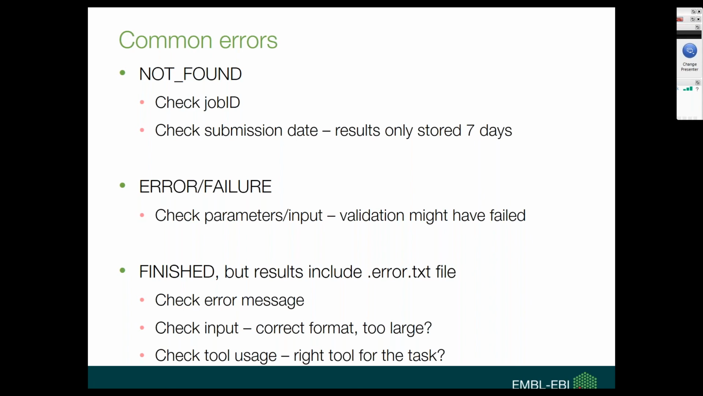So the first thing to check is the contents of the error message. That usually contains some kind of clue as to what's gone wrong. Check things like your input. Have you used the correct format? I've not talked about sequence formats here, but they're quite important to getting the right format for the right tool. Maybe your input's just too large and the program's run out of memory. Finally, check which tool you're using. Some tools aren't suitable for certain types of input. If you've struggled with any of those, then you can always contact us, and if you give us the job identifier, we can go and look at the job on the servers and find out what's gone wrong.